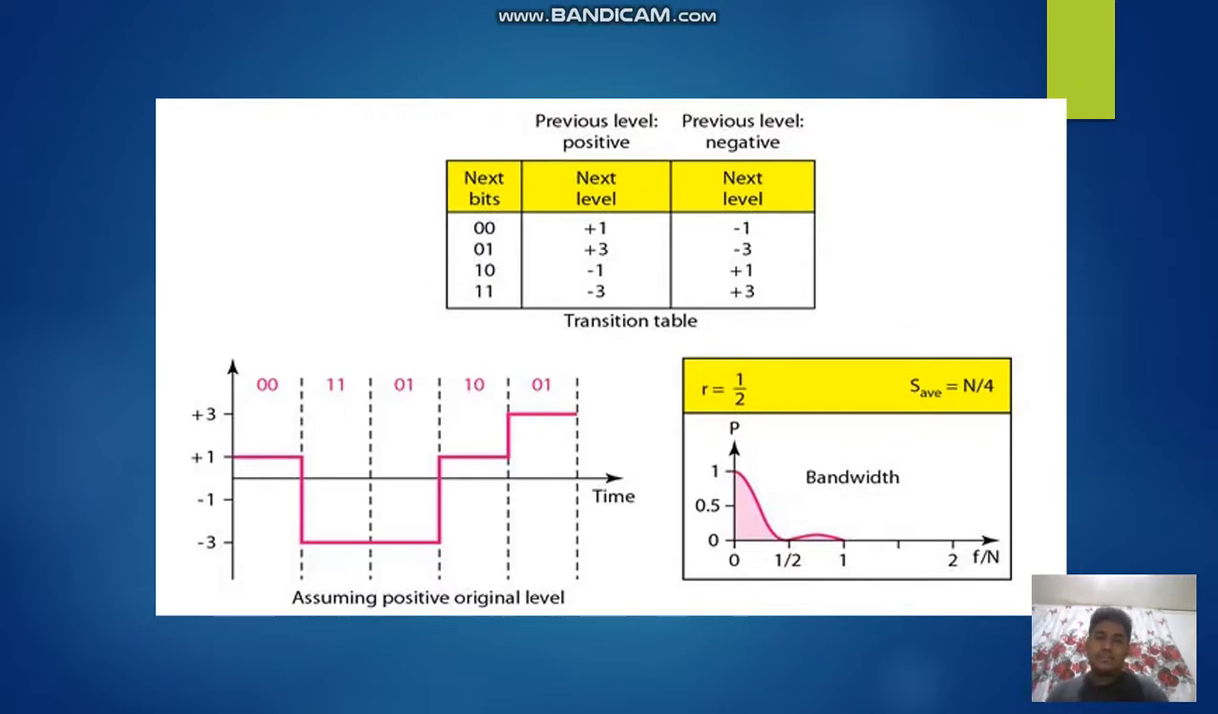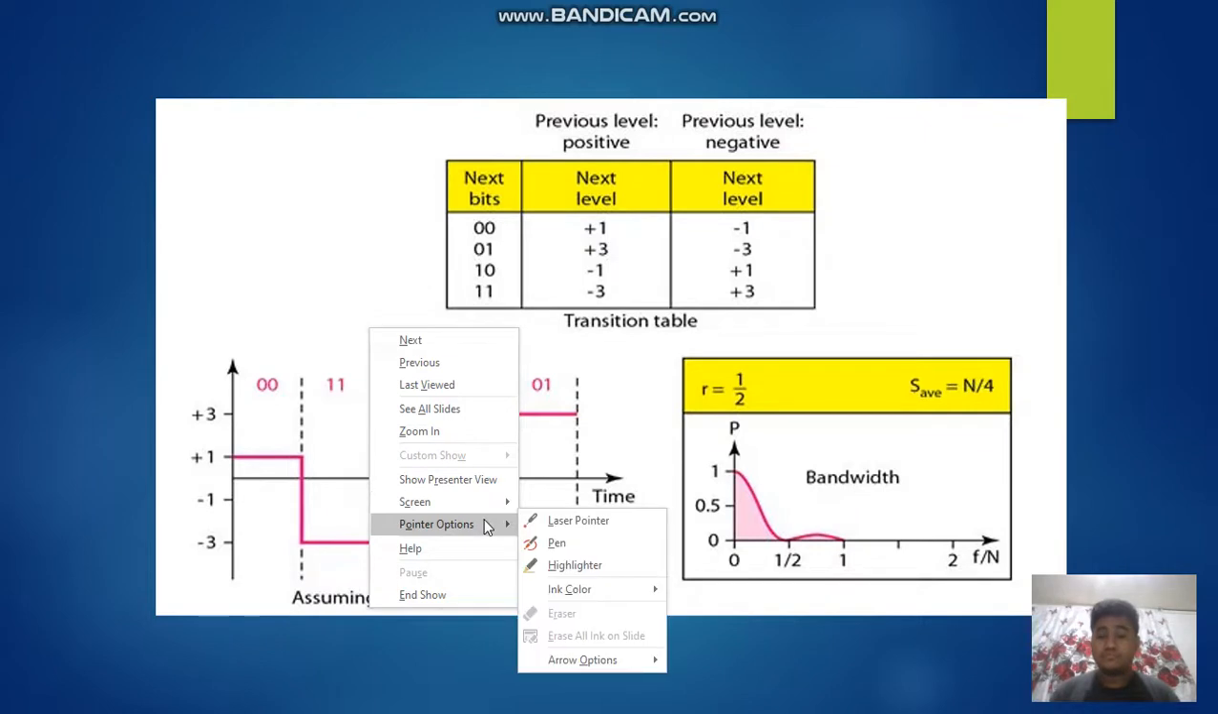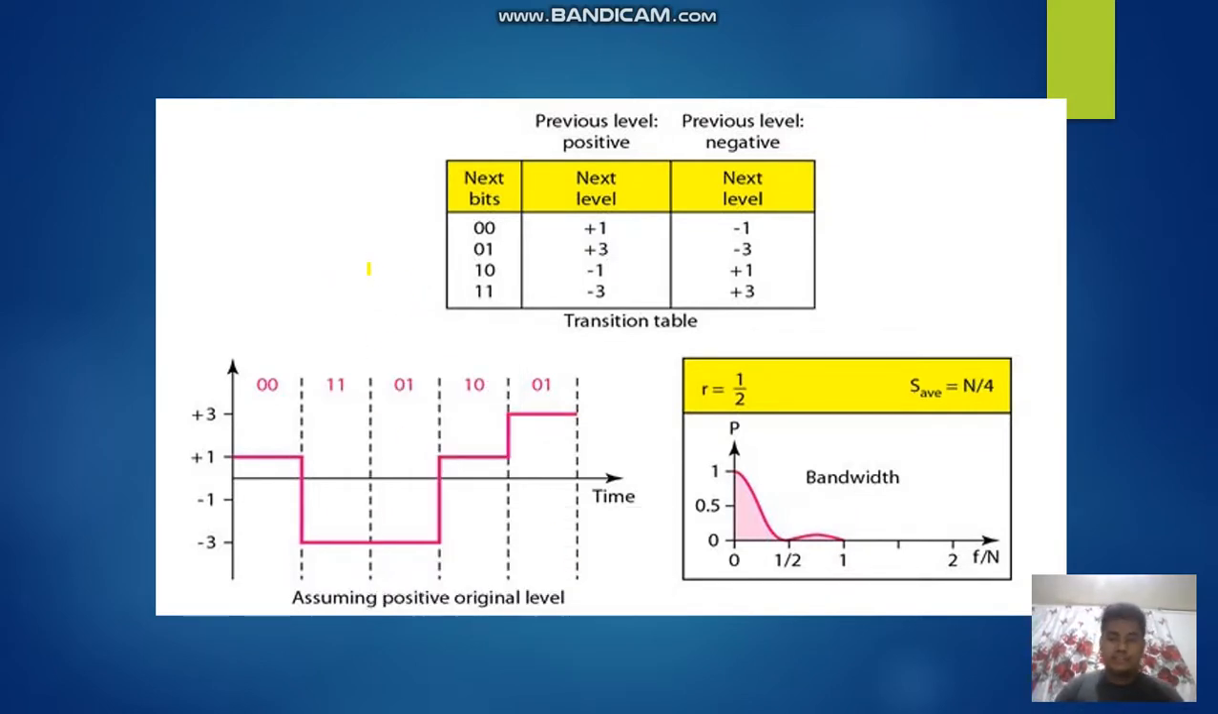So here is the example. Okay, wait for a minute. Um, Pointer. So we have here highlighter. So we have here the bandwidth, or how we plot this table.